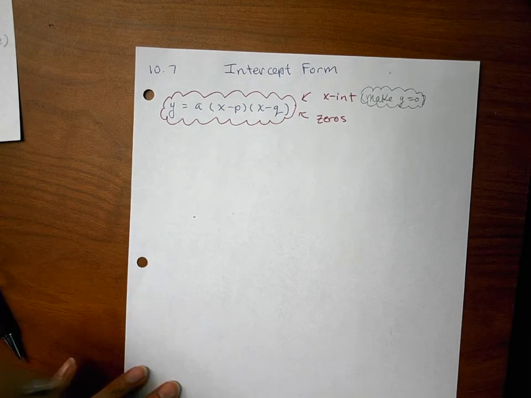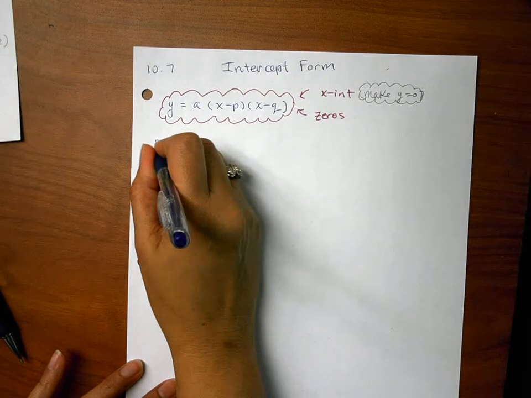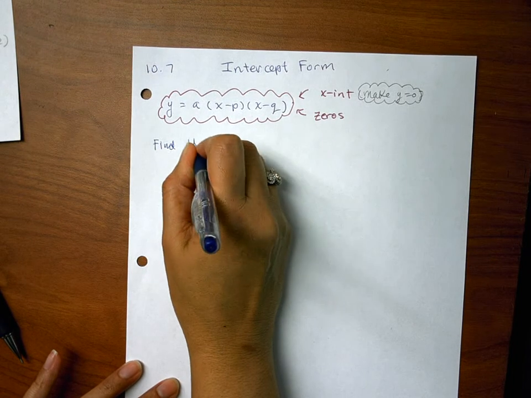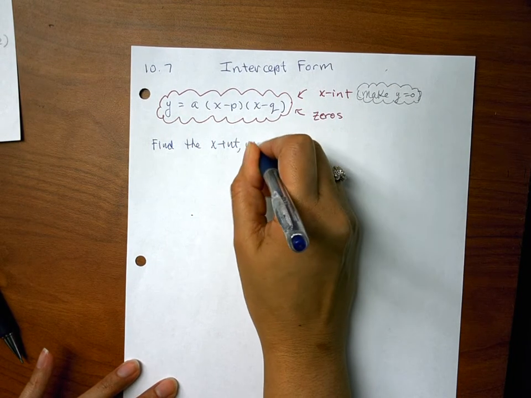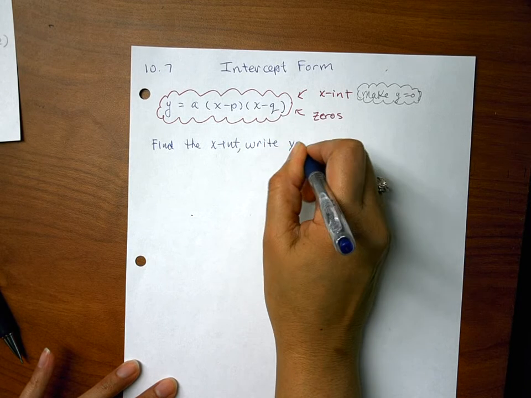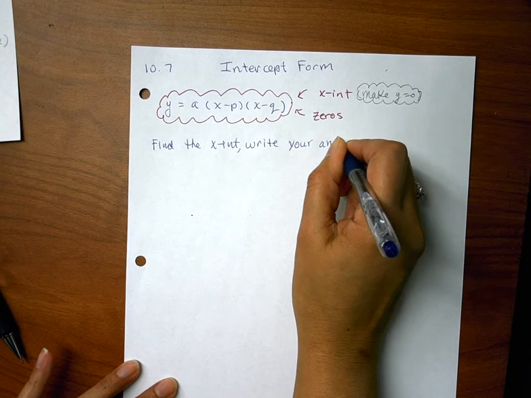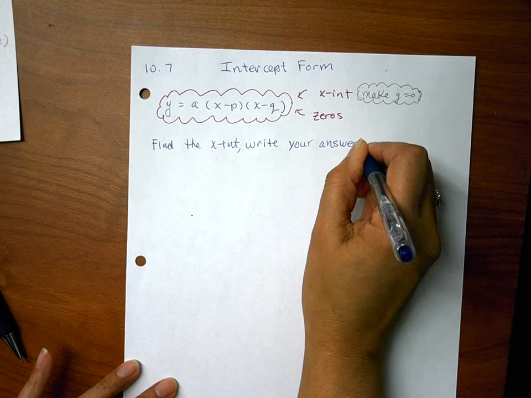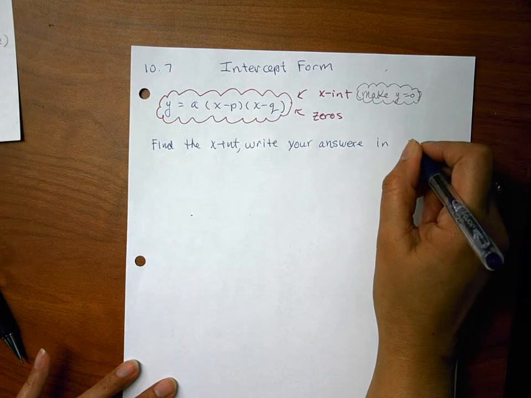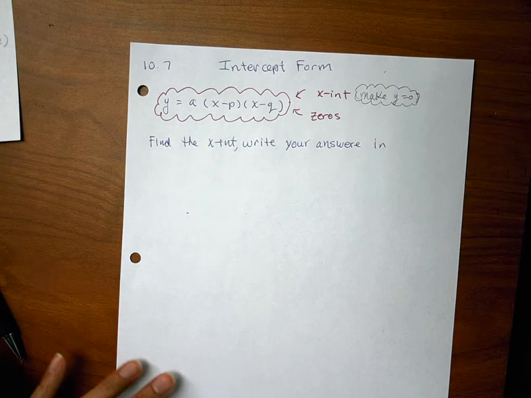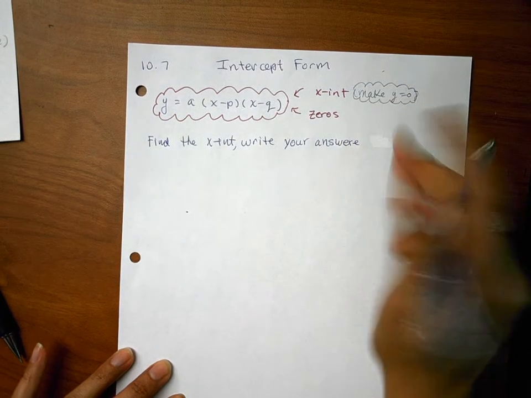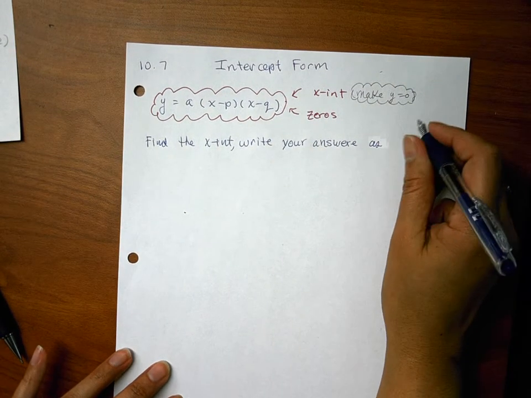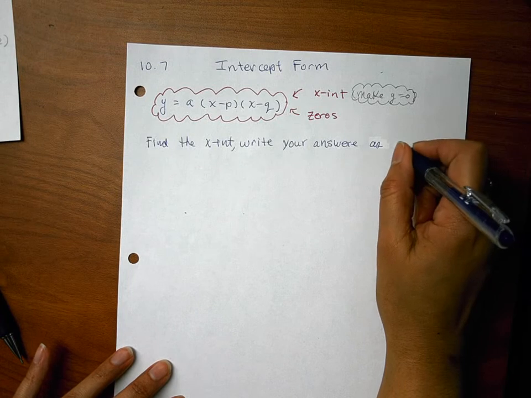Okay, we're going to go straight to examples. Find the x-intercepts and write your answers as ordered pairs.